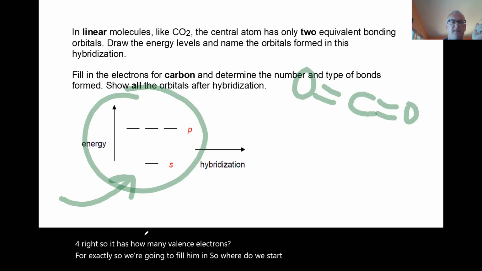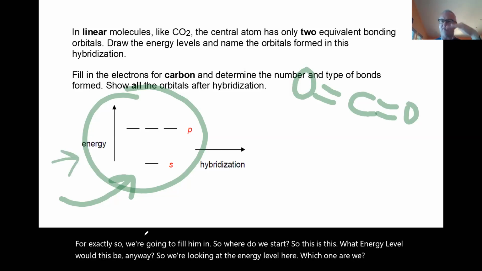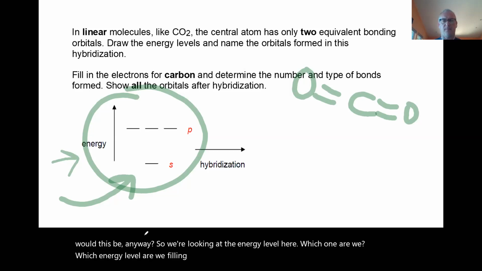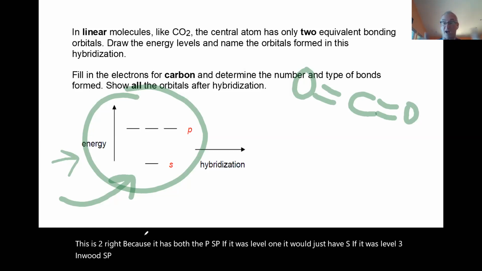So what energy level would this be anyway? So we're looking at the energy level here. Which energy level are we filling in? So n equals what? n, 1 or 2 or 3? 2. This is 2, right? Because it has both a p and an s. If it was level 1, it would just have s. If it was level 3, it would have s, p, and d. So this automatically tells us we're on level 2. And that's where carbon's valence electrons are.